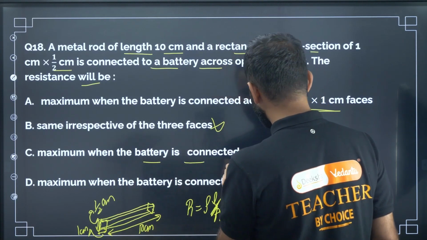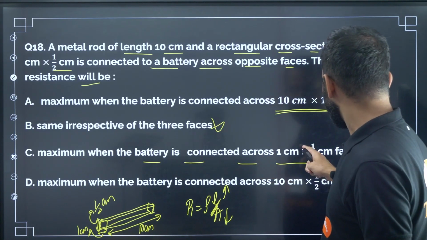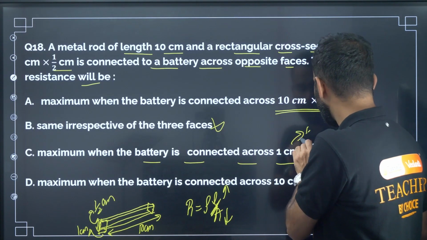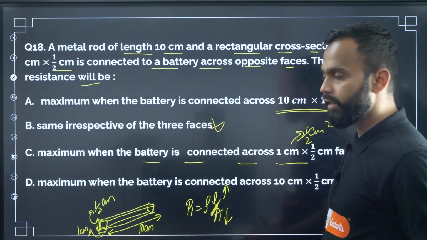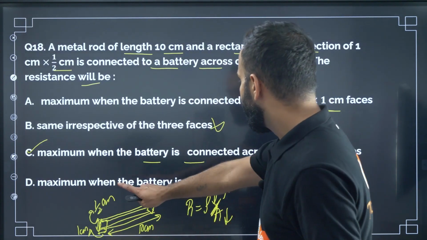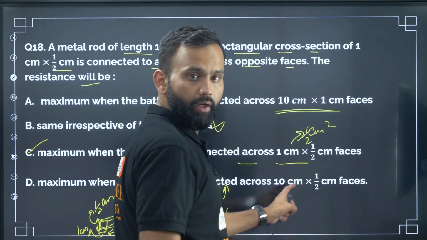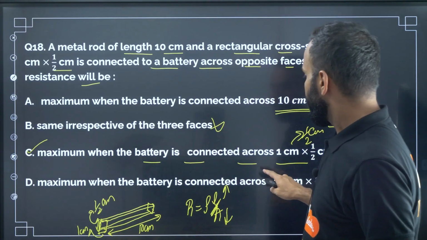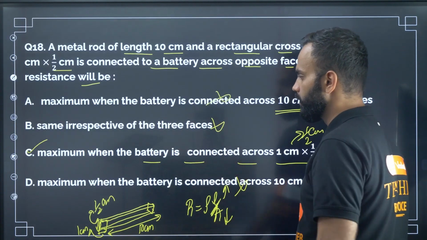Option C, maximum when the battery is connected across 1 centimeter into half centimeter faces. Correct, right? Here the area will become half centimeter squared, and the length is 10 centimeter. Length is maximum, area is minimum, so option C is correct. Let's see option D, maximum when the battery is connected across 10 centimeter into half centimeter. See here, the area is smaller compared to C, right? So option D is wrong, option A is wrong, so the correct option is C.